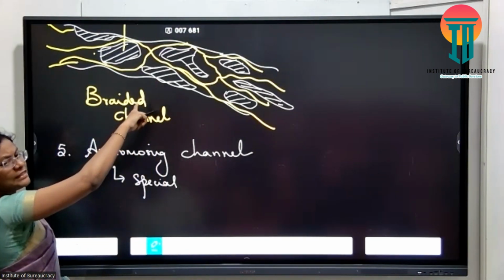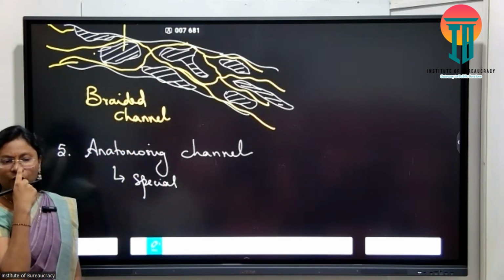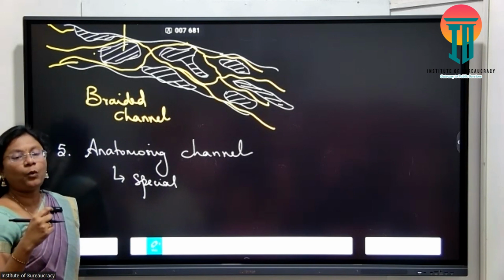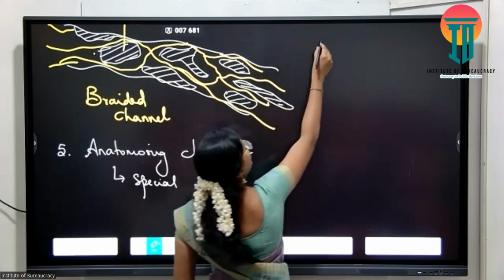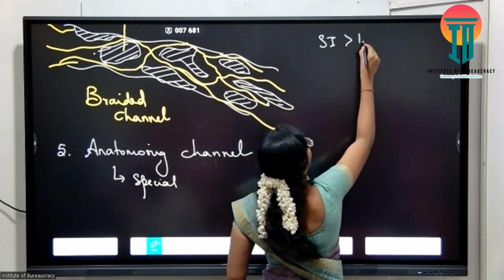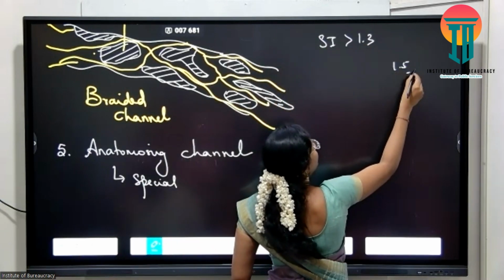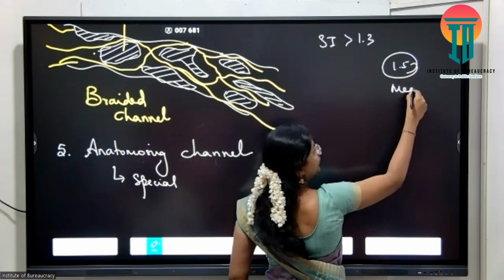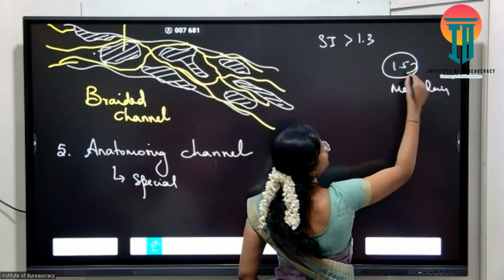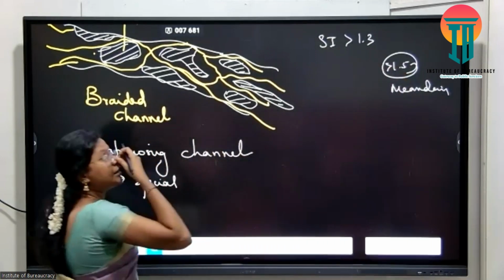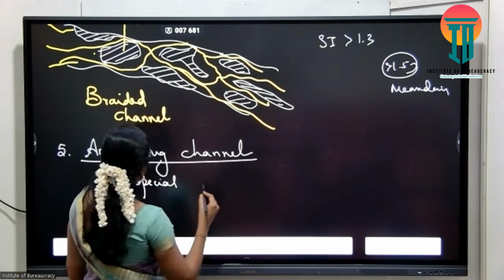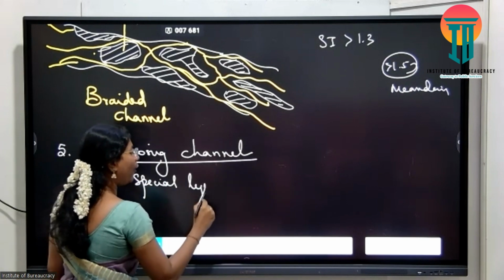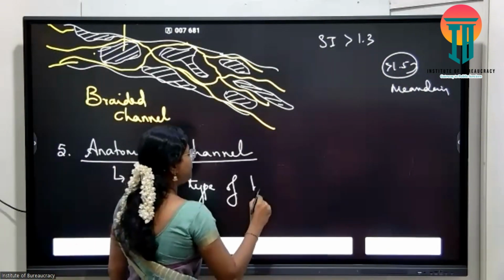Did I give you the sinuosity index for braided channel? Sinuosity index for a braided channel is greater than 1.3. 1.5 இருந்தா அதோட வேல்யூ என்ன? அதோட நேச்சர் என்ன? Meandering. Sinuosity greater than 1.3. Fine. So anastomosing channels are a special type of braided channel.